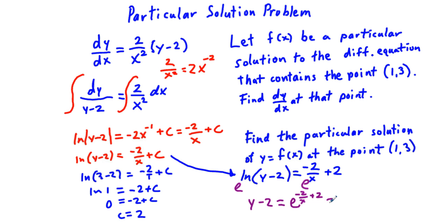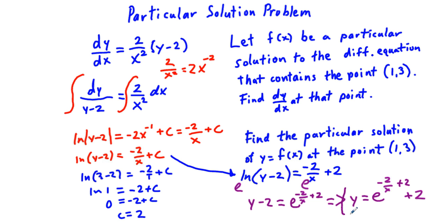If we want to rewrite this and solve for y, we get y equals f of x equals e to the power of negative 2 over x plus 2, and then we're going to add this 2 over here from the left side, plus 2 here.